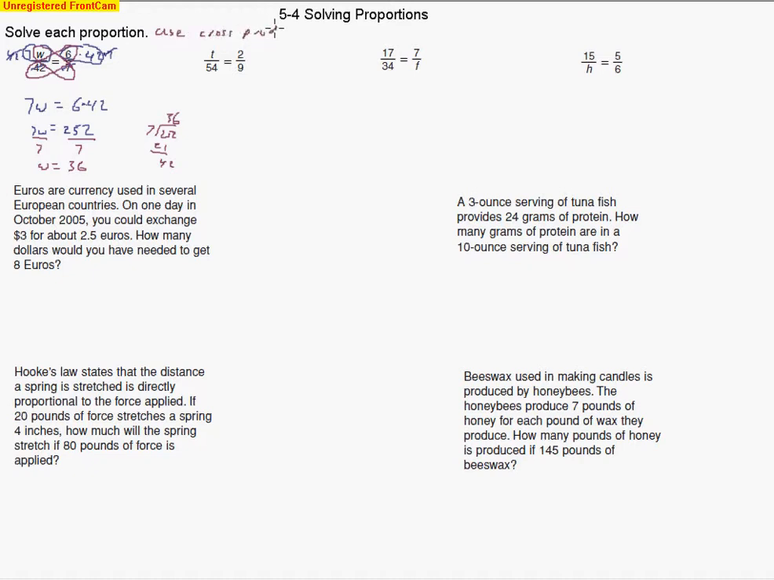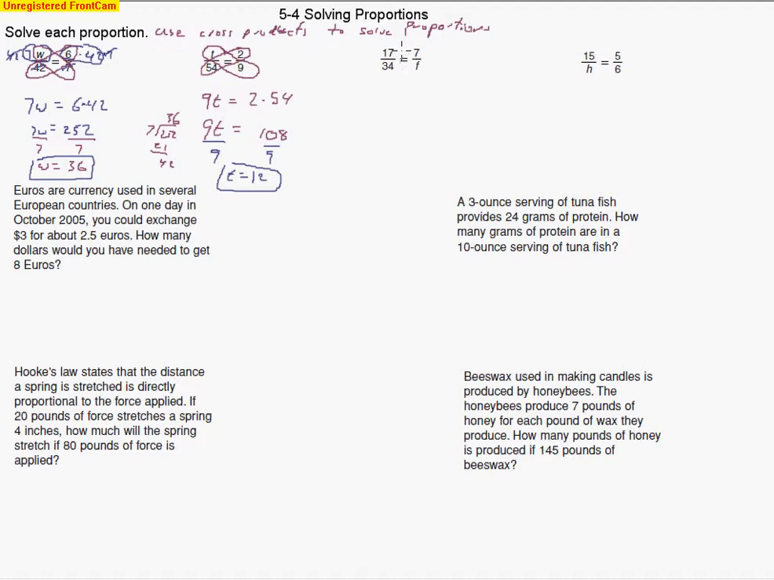Cross products to solve proportions. Again, a proportion is just two ratios set equal to each other. So here's the cross products. It's t times 9, so that makes 9t, and this equals, and then we multiply these two numbers, 2 times 54 in this case. We go ahead and do that multiplication, and I end up with 108. All I have to do from there is divide 9 into 108, and t equals 12. That would be my answer, just as W equaled 36 on the last one.